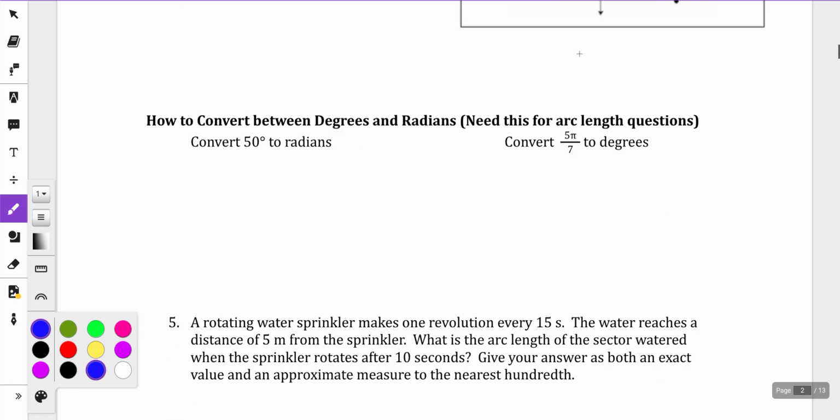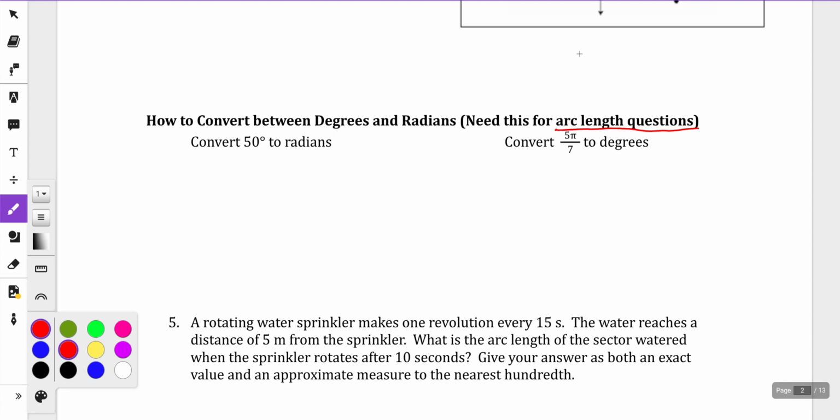Okay, converting degrees and radians. I actually just did this up there. I should move that question maybe, so it's after we do how to convert. You need this skill mostly for arc length questions. So remember we had problems where we would determine how long around an edge something was, like an arc? When we did those arc questions, you had to be in radians. The formula works only in radians.